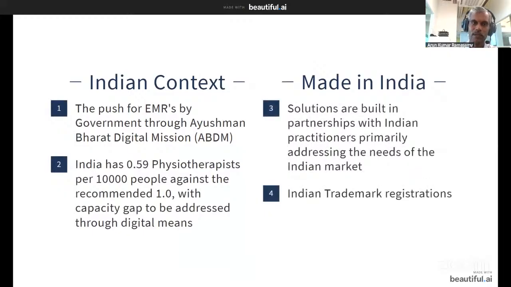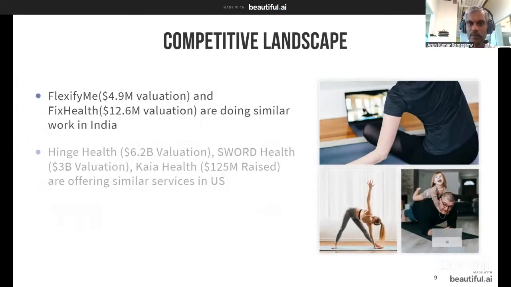And this platform is built with an Indian context in mind, but it's not restricted to Indian geography per se, right? In India, the number of physiotherapists that we have is 0.5 per 10,000 people against the recommendation of 1. So there is definitely a shortfall in capacity that we have to augment. And we are building it in partnership with some of these practitioners on the ground who are actually practicing physiotherapy, right? So that's how we have done it.